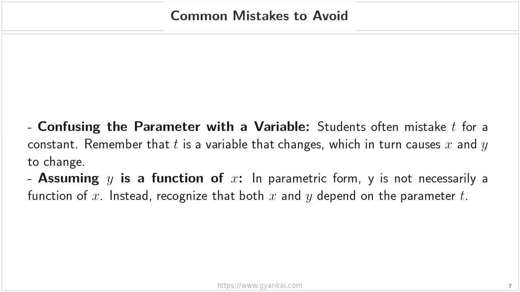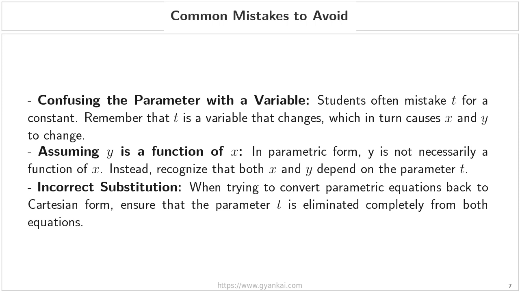Second, avoid the assumption that y is a direct function of x. In the beginning of this lesson, we discussed explicit functions where y depends directly on x. However, in parametric form, this is not necessarily the case. Instead, you must recognize that x and y are essentially independent of one another, and both are instead dependent on the third variable, the parameter t.